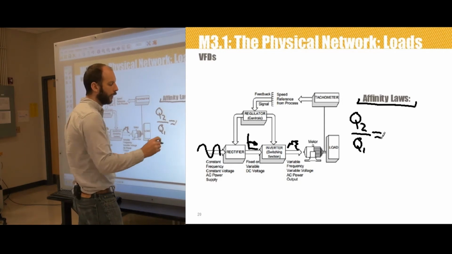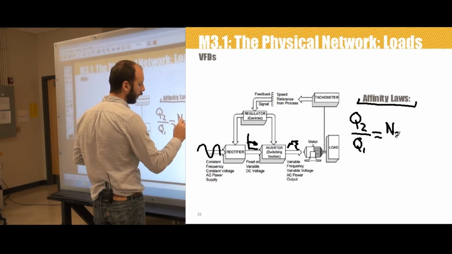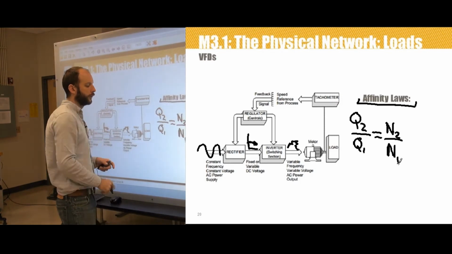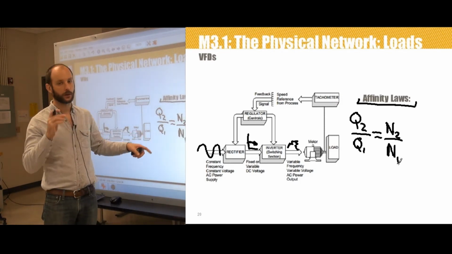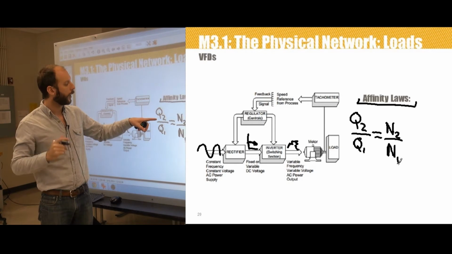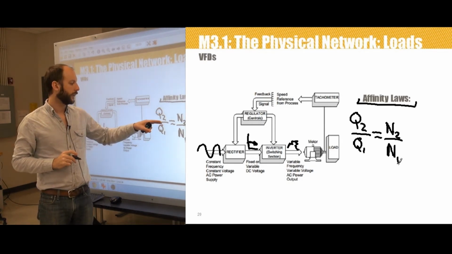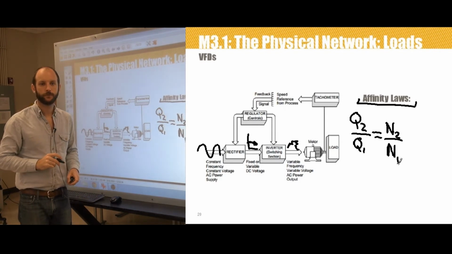And that's going to be the rotational speed of the new flow rate divided by the new rotational speed of the old flow rate. So we see that flow rate and rotational speed are, in essence, cross-proportional.